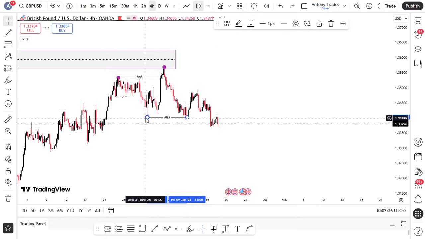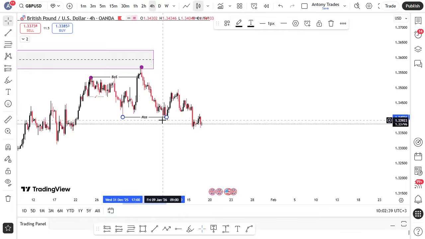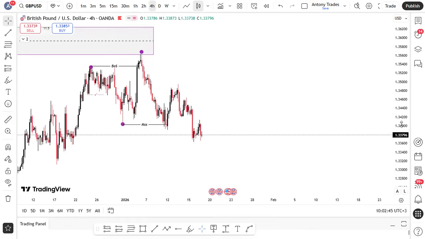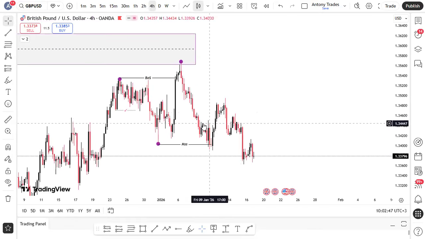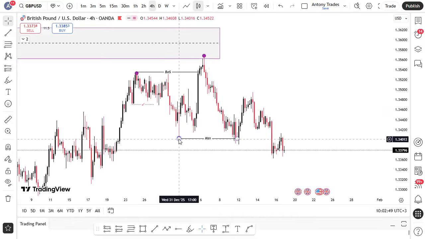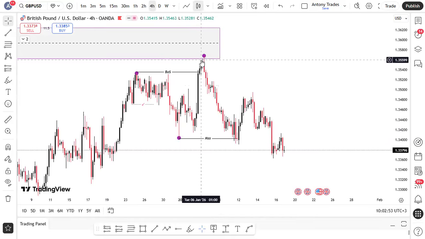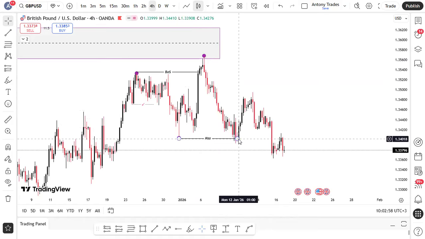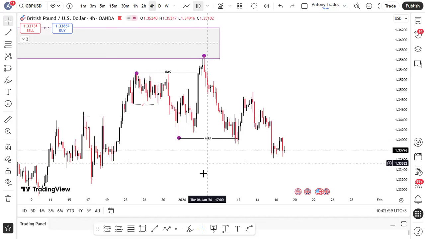So now here I have a change of character, or what we call a market structure shift. Now that we have that market structure shift, for those who are in my Telegram channel, I shared this structure or this view on my Telegram channel, and I marked this point of interest.